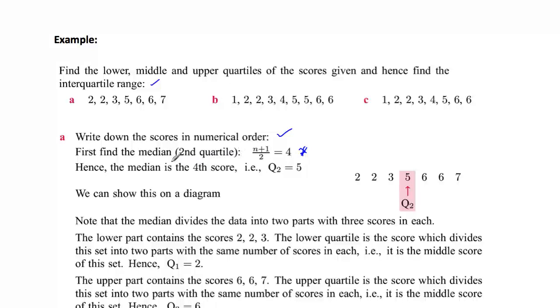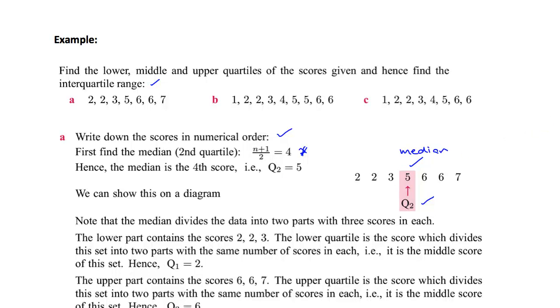You can find the median by finding its position, which is n plus 1 over 2. And in this case, you've got 1, 2, 3, 4, 5, 6, 7 scores. 7 plus 1 is 8. 8 divided by 2 is 4. So the fourth score is given in there. That's our median score, or our median, which is also given the number Q2, or the second quartile.